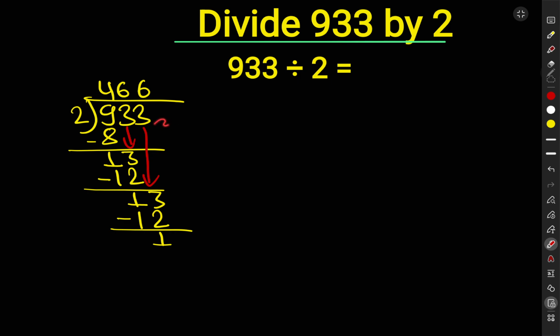So now there is no number to put down. So we take here a decimal so that we put 0. So now it is 10 and 2 times 5 is 10. On subtracting we get 0. So 933 divided by 2 is 466.5.